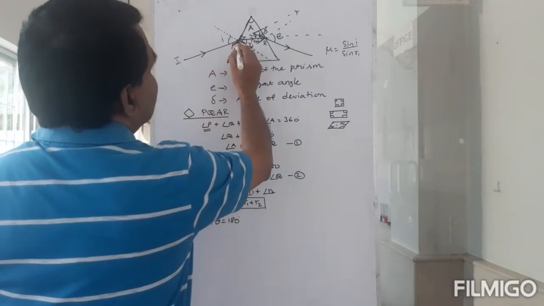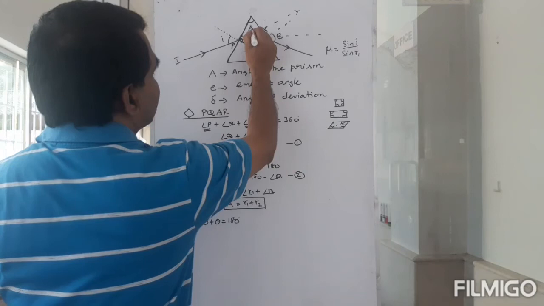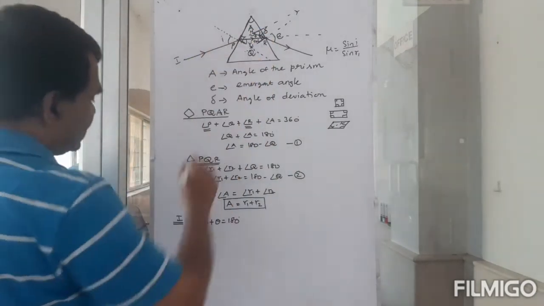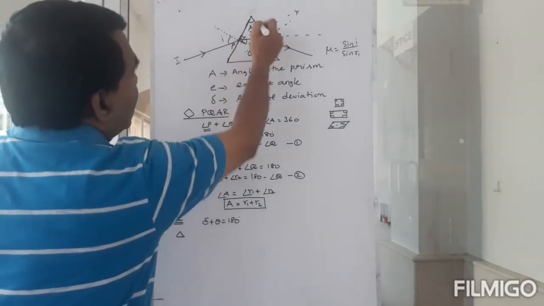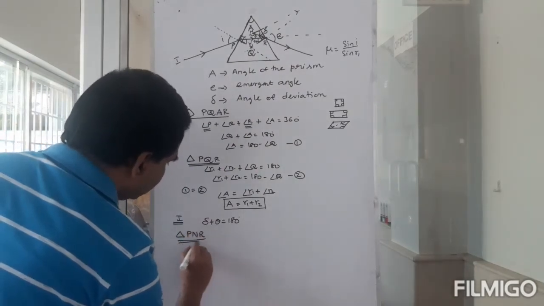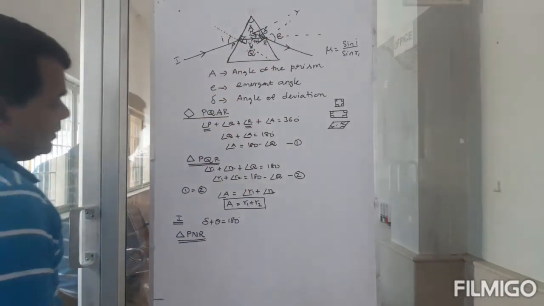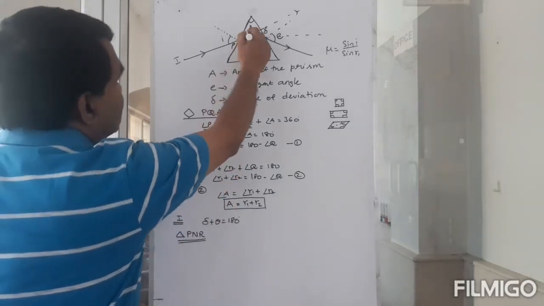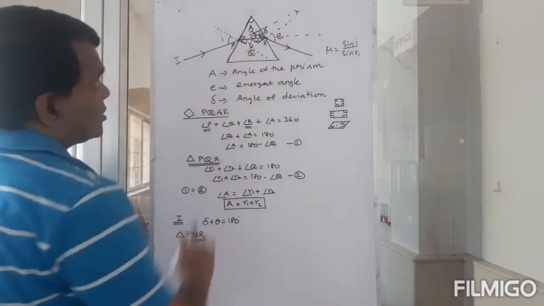Now let me take the triangle. I will call this point N. Let me take the triangle PNR, that is P, N and this R. So that gives me this angle plus theta must be equal to 180 degrees.